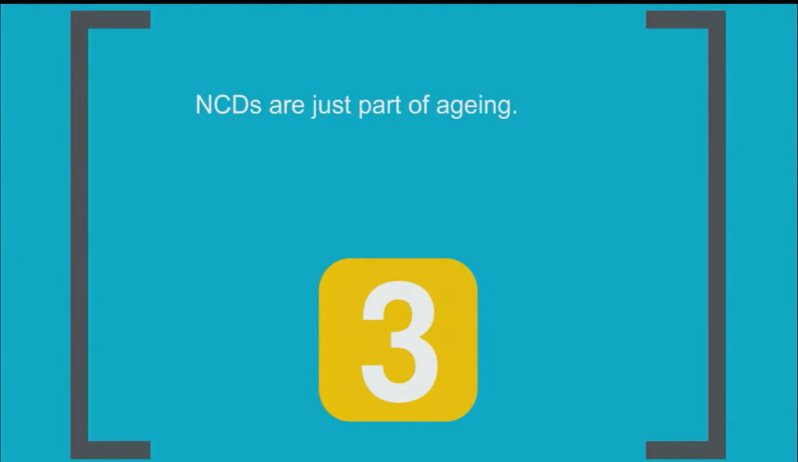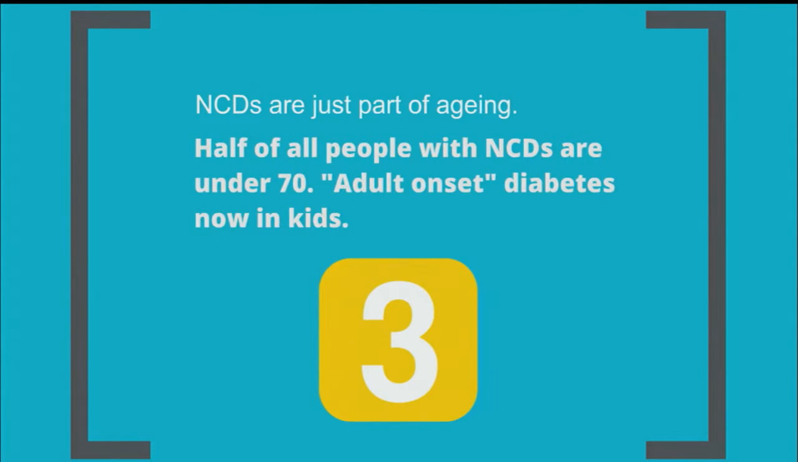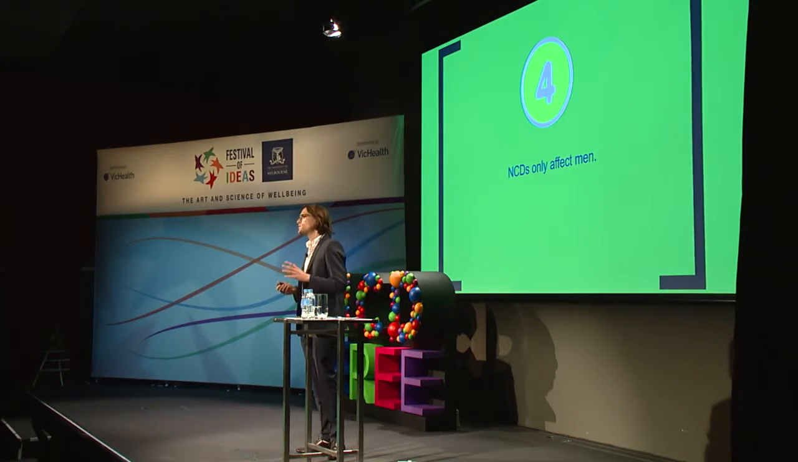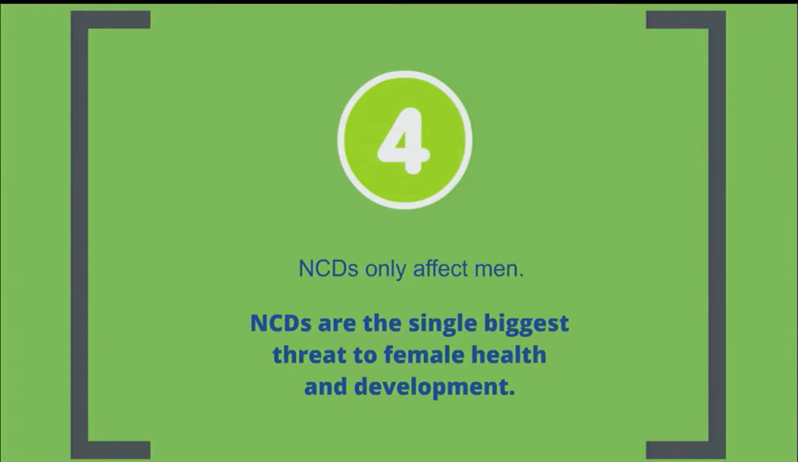Myth number 3, NCDs are just part of ageing. I hear this all the time as well. Oh, we've got to die of something, it's just part of ageing. This is simply not true. Half of all NCD deaths globally today occur in people under the age of 70. I wouldn't call that just a part of ageing. And adult onset diabetes is no longer called adult onset diabetes because we're seeing it in children. Number 4, NCDs only affect men. This is also not true. NCDs are the single biggest threat to female health and development on our planet today. And we'll hear more about this later from one of our speakers.